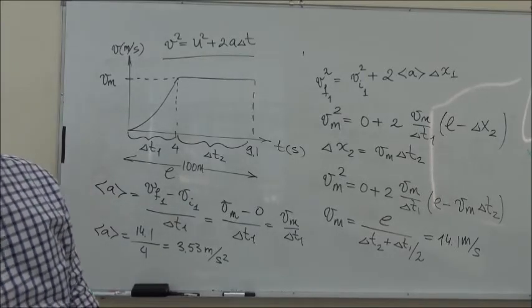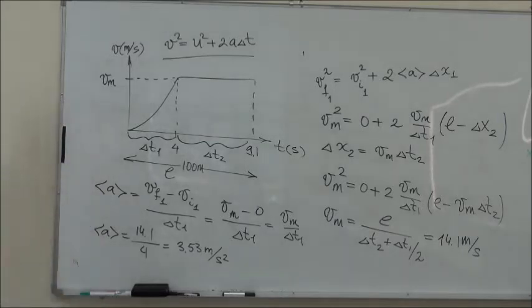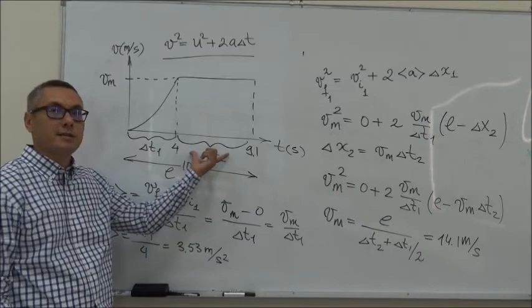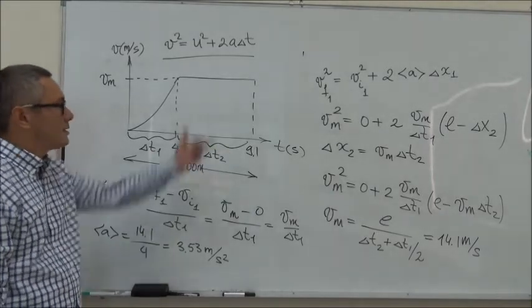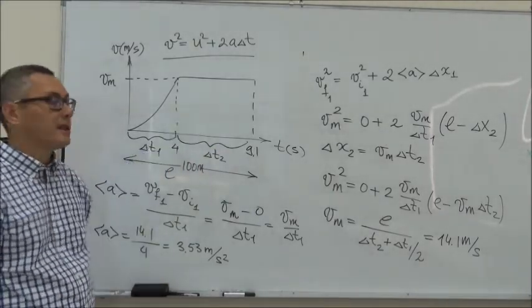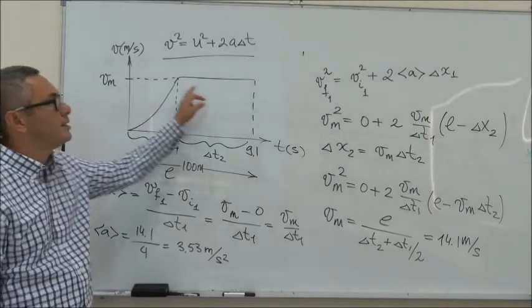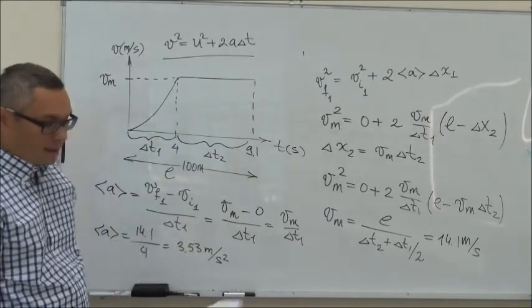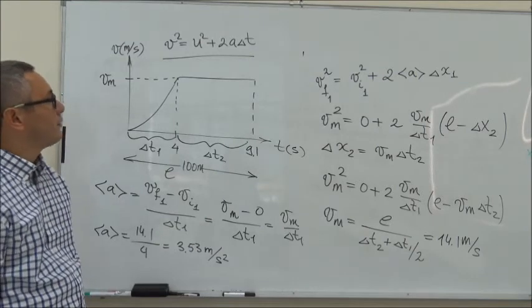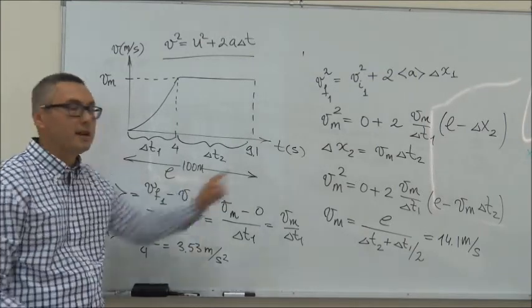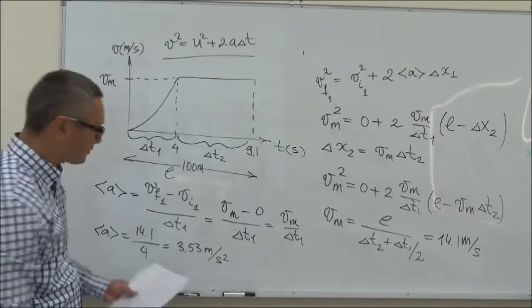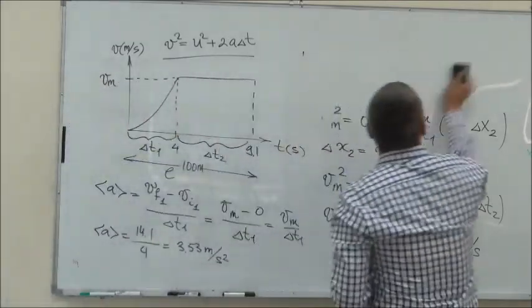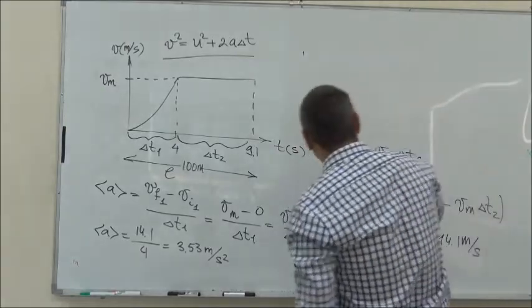Now, in part B of the question, we need to find out the average acceleration over the second time interval. And this is obvious. In the second time interval, the velocity is constant, so the acceleration is 0. Now let's calculate the average acceleration over the entire race. And this is part C.